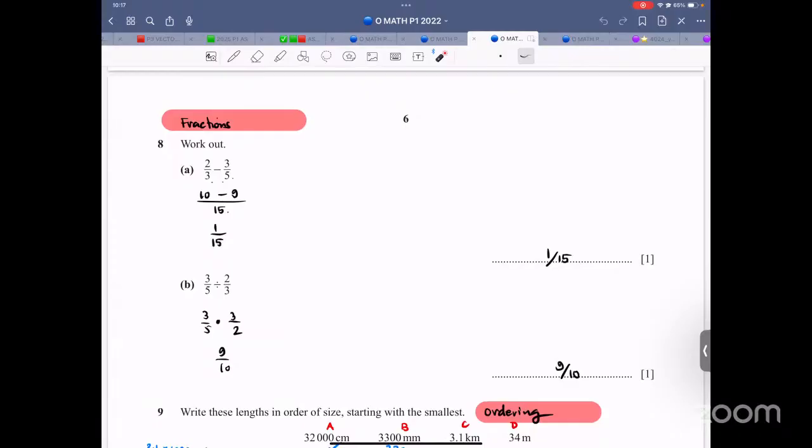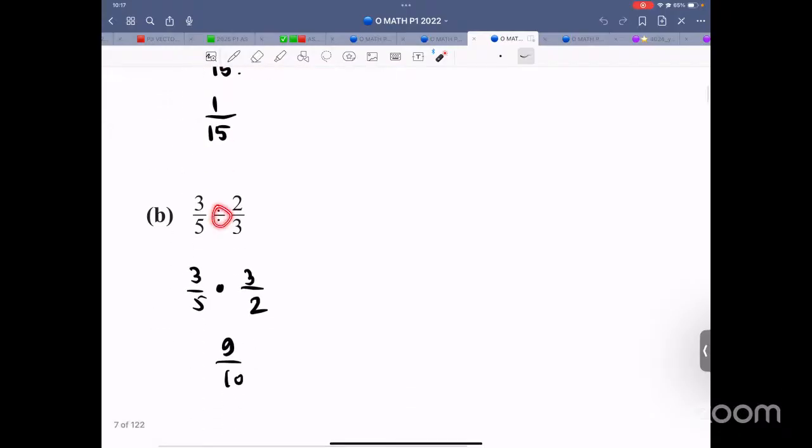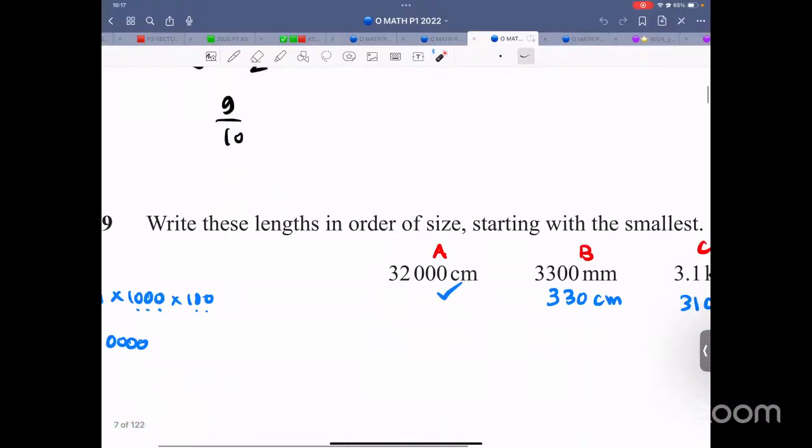Fractions, very important. People know how to do fractions, of course, but just a word of caution, do not hurry in such questions. 3 and 5, that is the LCM is 15. 15 divided by 3 is 5. 5 into 2 is 10. 15 divided by 5 is 3. 3 into 3 is 9. 10 minus 9 is 1. 1 over 15. Division, changing to multiplication. Don't forget to flip the fractions.